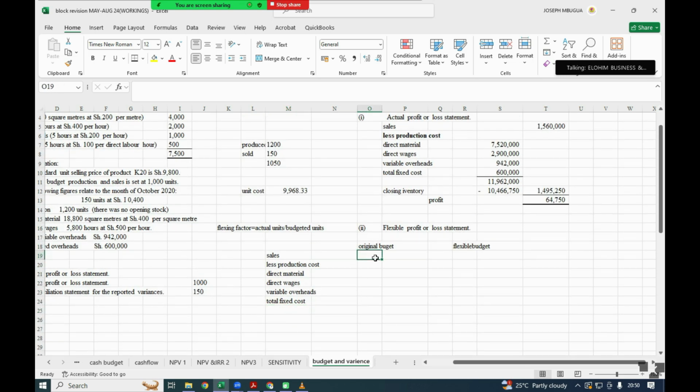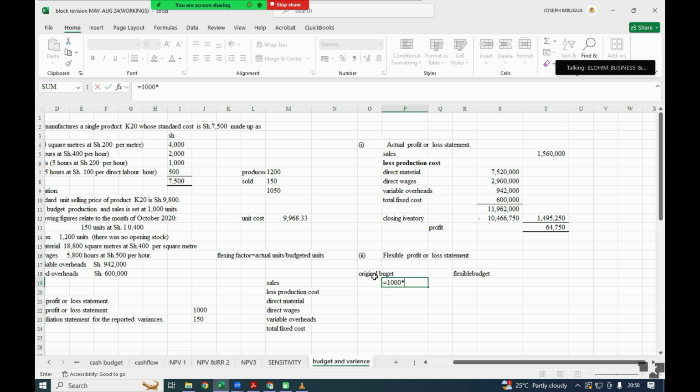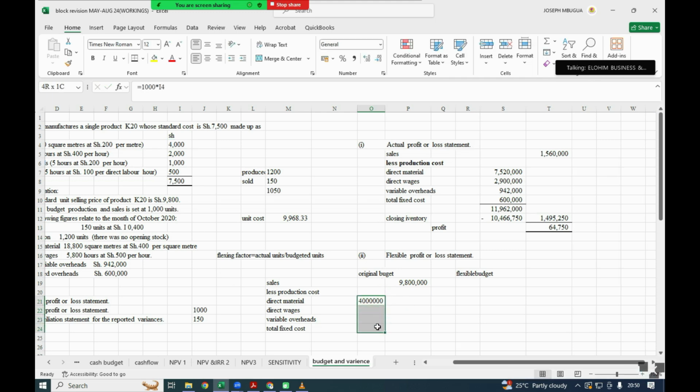So I first prepare this original that we have, and we have said here is 1000 that we are producing, and a unit is 4000. So for cells, 1000 by 98, the 98 that we are selling at, which was giving us 9.8. Then for the production, that is a direct material, 1000. That is what was budgeted, and one unit was 4000, which was supposed to give us the 4 million.